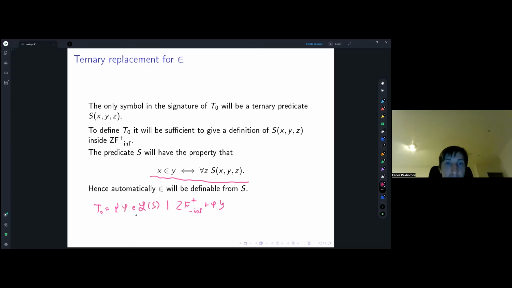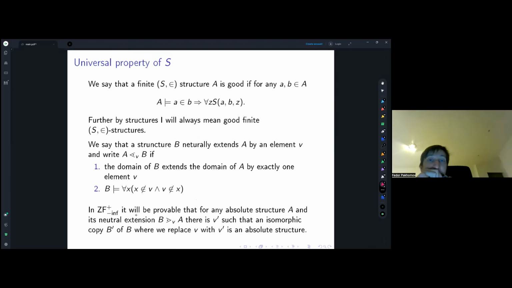Of course, not any S like this would work. We need some more properties from our S. So next I will construct S with some more particular properties that will be suitable for proving the theorem about computable models. The key notion here will be, first, to consider the notion of a good finite S-structure.